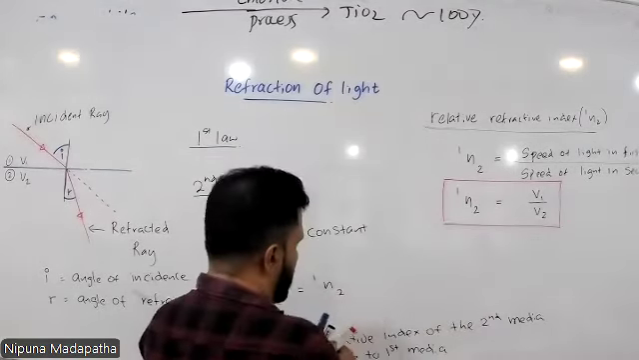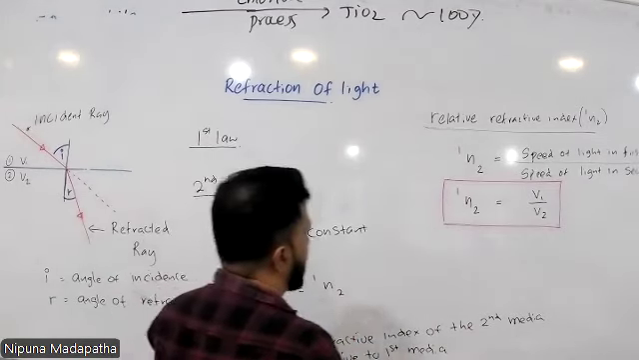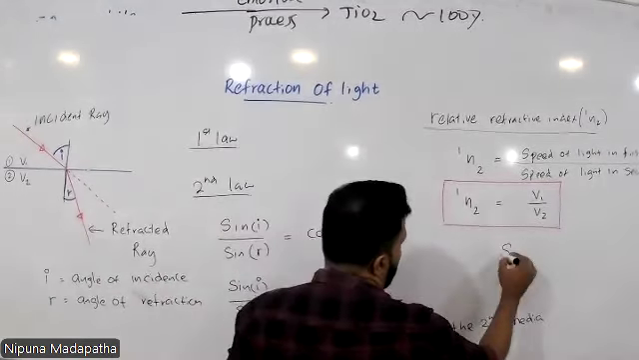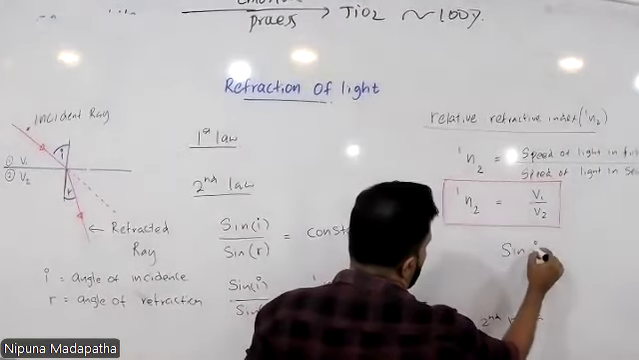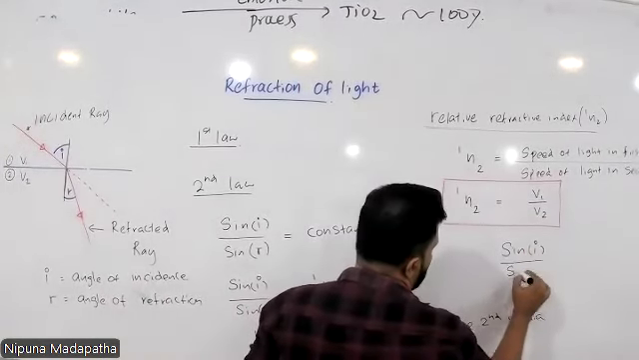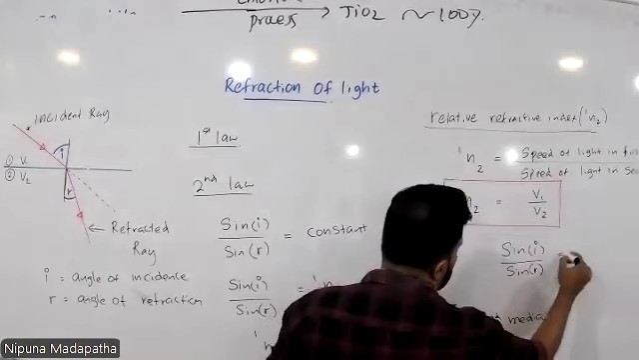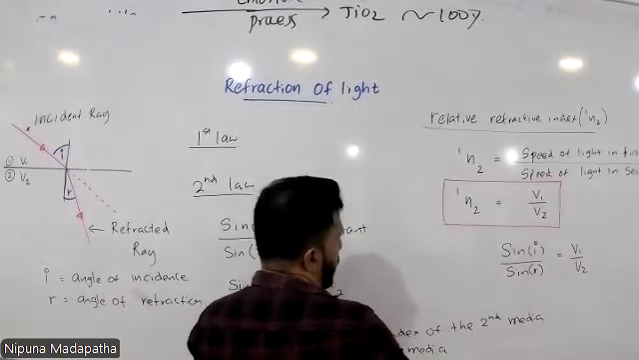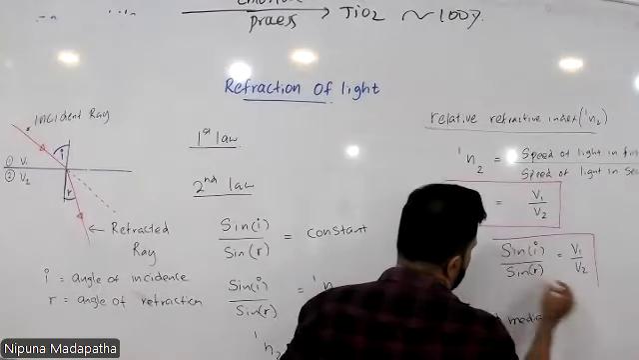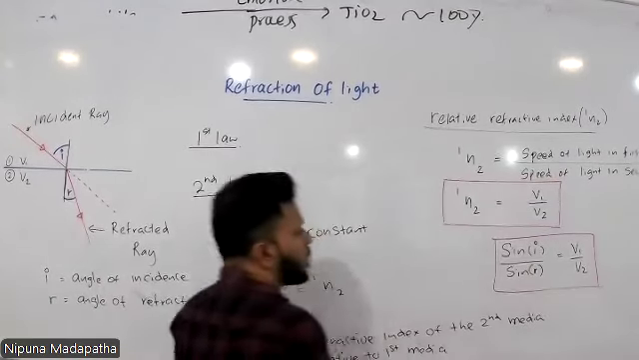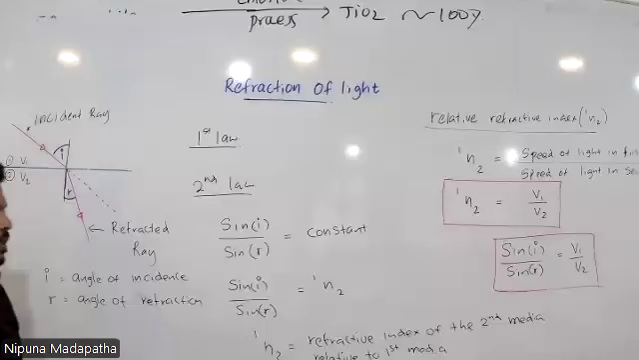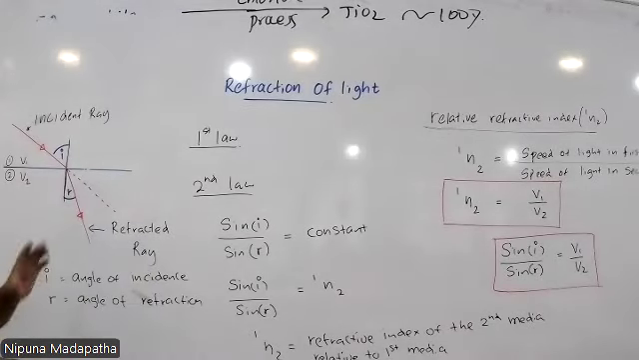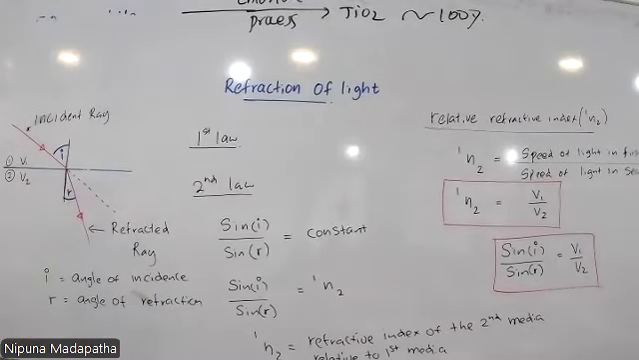So you can write Snell's law in terms of the speeds like this. Sine i over sine r is v1 over v2. This is one way of expressing Snell's law using speeds of waves, from the relative refractive index.